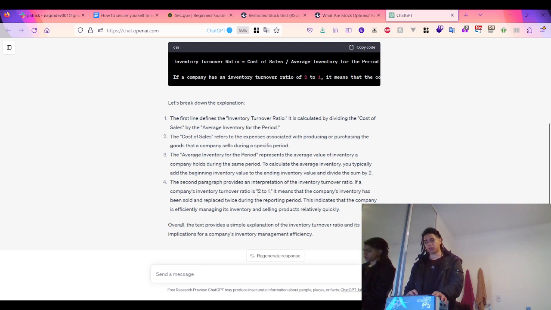The second phrase provides an interpretation of the inventory turnover ratio. If a company's turnover ratio is 2 to 1, it means that the company's inventory has been sold and replaced twice during the reporting period. This indicates that a company is effectively managing its inventory and selling products relatively quickly.